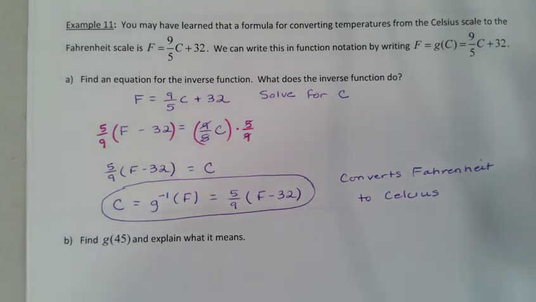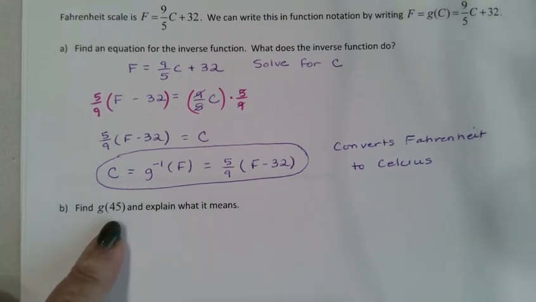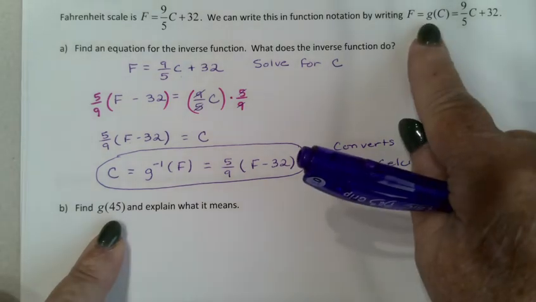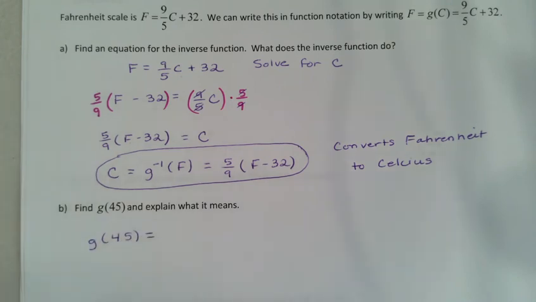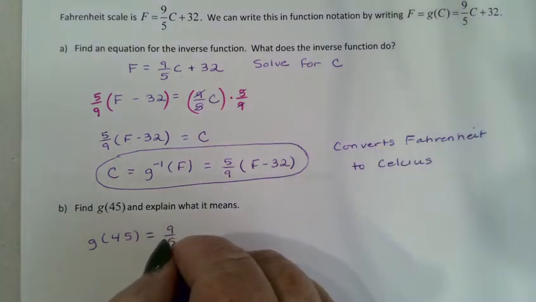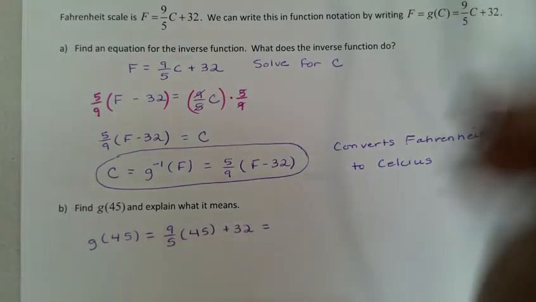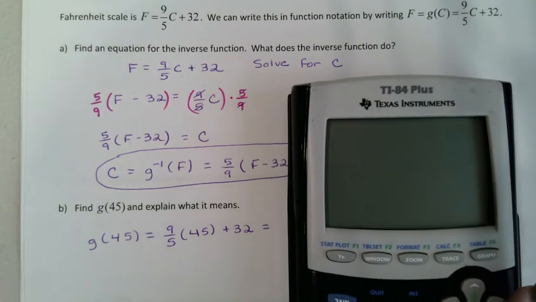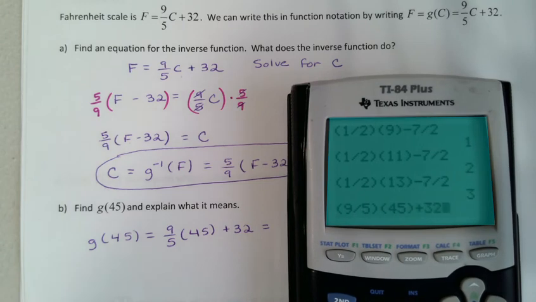All right, so we're going to take a couple of function values and talk about their meaning. First of all, I want to find g of 45. G was the original. So g of 45, I will find by just plugging in 45 for that c value. And that's not terrible, but I'm going to let it be a calculator moment here. I'm going to go ahead and do 9/5 times 45 plus 32. And that's 113.